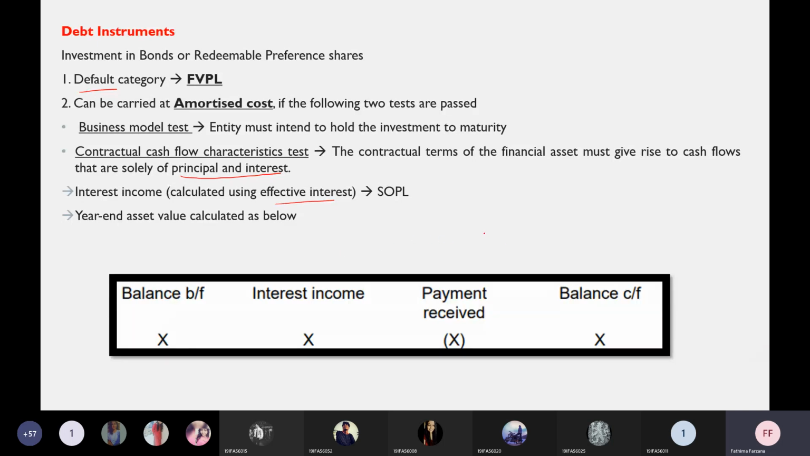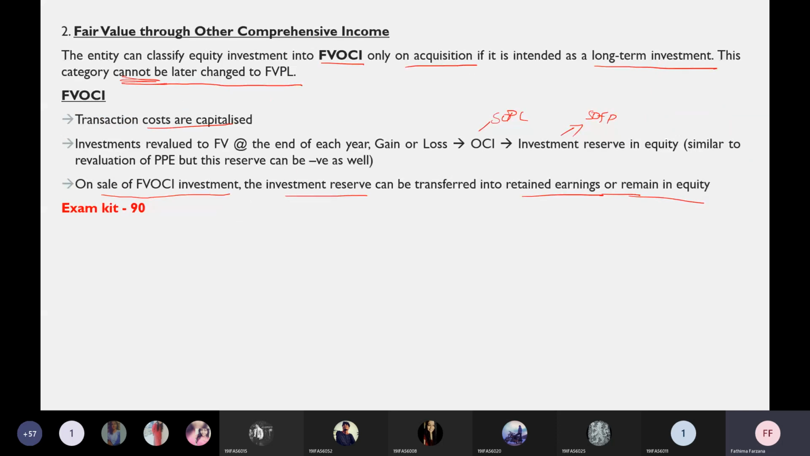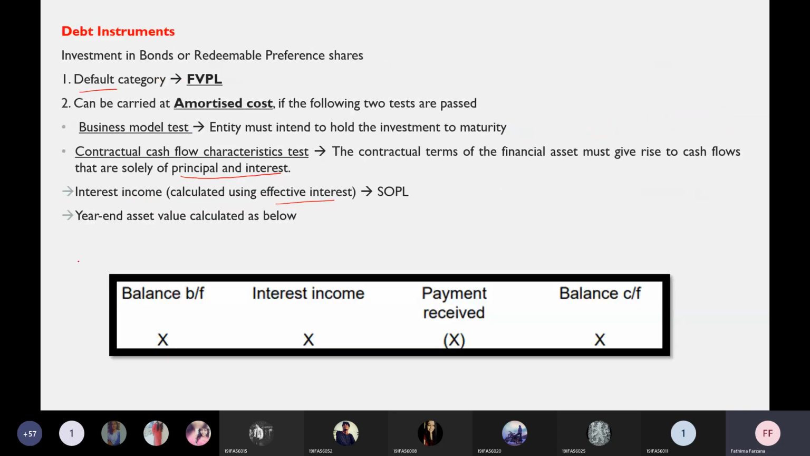Yes or no? We did a calculation just now. Yes, ma'am. Here, initial value plus market rate of interest minus interest paid. This is in case you are paying interest, if it's your liability. In this case, what is it? It is the initial amount. This balance brought forward is your initial amount.